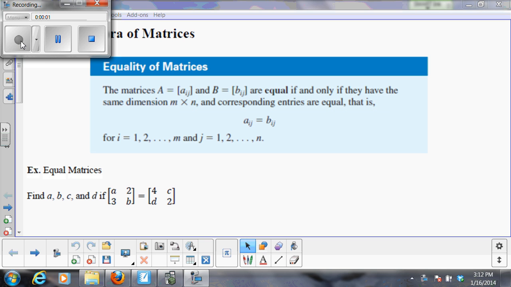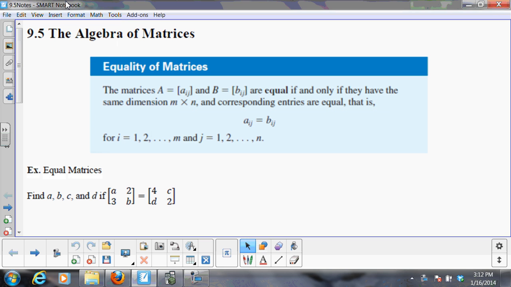This is section 9.5, the actual algebra of matrices. So we know that a matrix is rows by columns. If you do remember that, they are rows by columns. This is showing you how to represent each little entry spot.